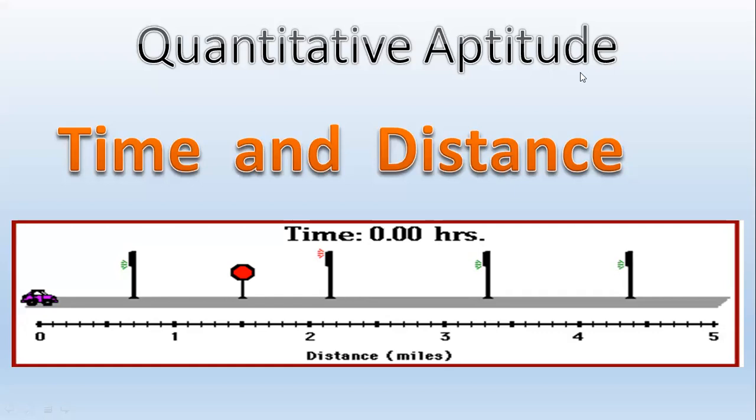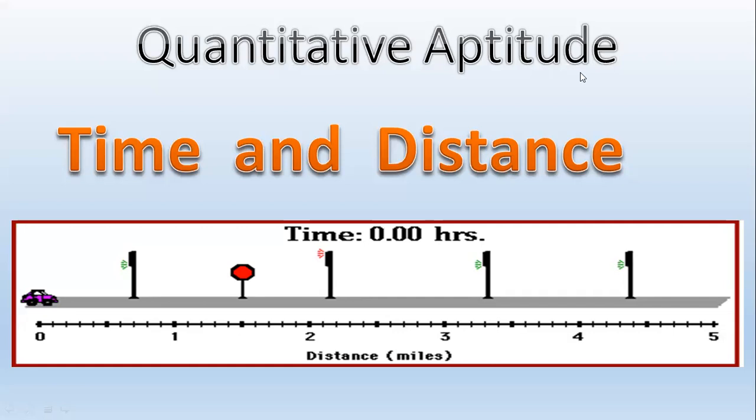Today we are going to understand a topic from quantitative aptitude, that is time and distance. We use this concept in our day-to-day life, and the examiner also loves to formulate questions from this concept in different competitive exams.